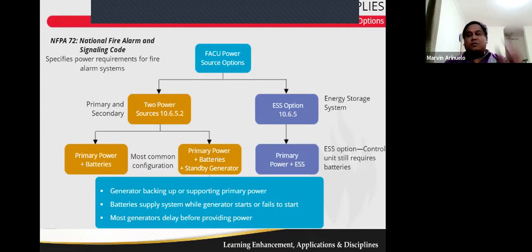And the last option, primary power plus ESS, is really providing a highly reliable primary power supply. In most situations that use the UPS option, the control unit would still require a small set of battery because the control unit will be in trouble without them.